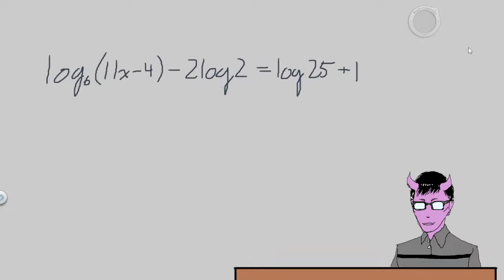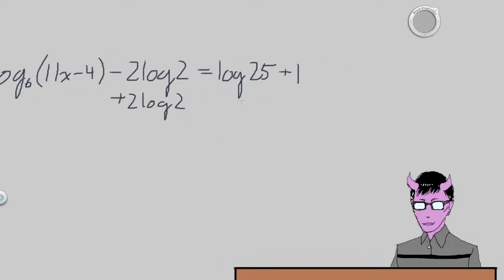Some notes to make. We have log base 6. We have just log. So remember, if you don't see a number, the invisible number is 10. So that's log base 10. This is log base 10. So we should probably get this one to the other side. And who knows what to do with this one. So let's just do it like that. We're going to add 2 log 2 to both sides, because we want to group log base 10 with log base 10.